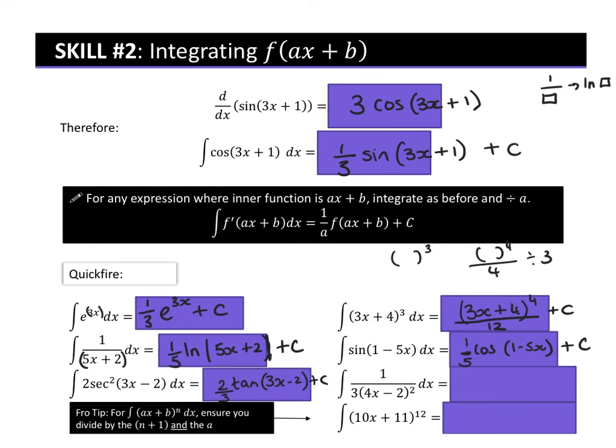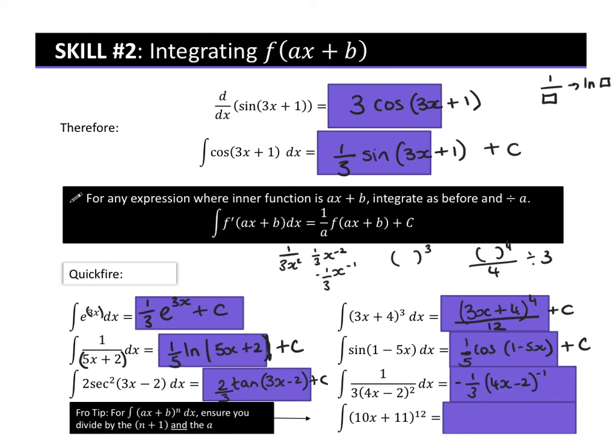For the second one, we've got 1 over 3 lots of a number squared. Now, think about this, okay? Imagine this was 1 over 3x squared. We would say this is 1 over 3x to the minus 2. Increase the power by 1, minus 1, divide by the new power. So we get minus a third x to the minus 1. So we know we're going to get minus a third of our x, which in this case is 4x minus 2, to the power of minus 1.